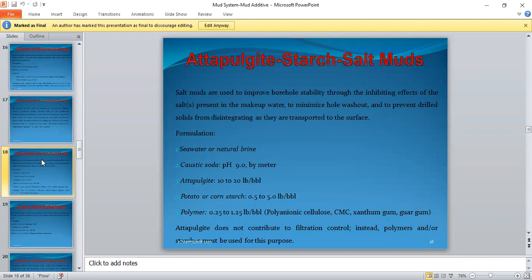Then you have your caustic soda to give you pH by meter. When they say by meter, use a pH meter to check your pH. You also have a pH probe, a pH stick, and pH paper. Whichever is available, you can use at that point. Then you have your attapulgite, which is your bentonite or your clay that you're going to use in mixing to give you viscosity, 10 to 20 pounds per barrel.